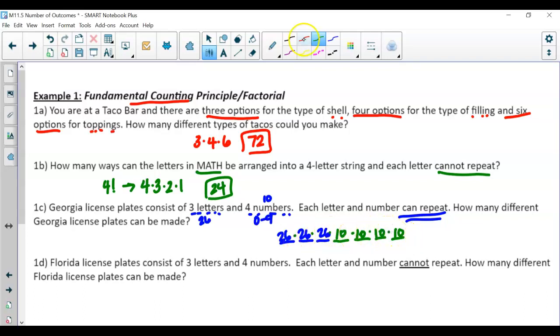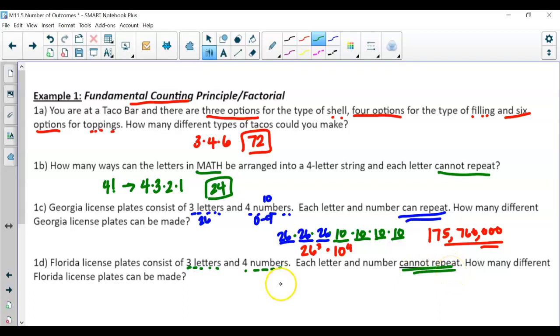So notice, guys, another way if you wanted to write this out, this is 26 to the third power times 10 to the fourth power. So that means here you have 175,760,000 different license plates. Versus in Florida, same thing, 3 letters and 4 numbers, but now they cannot repeat.